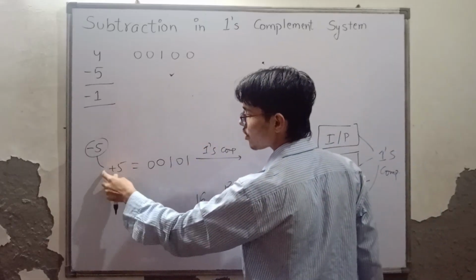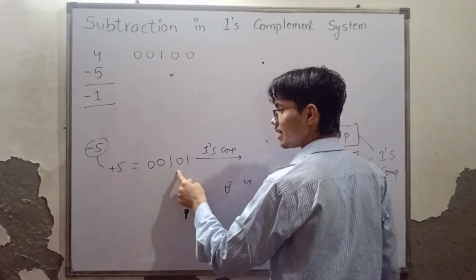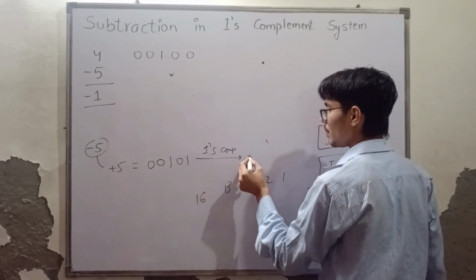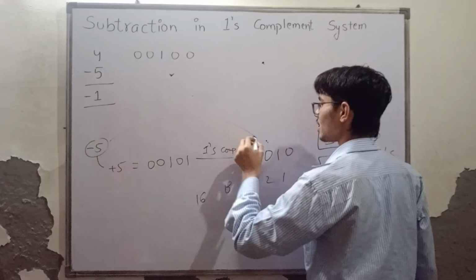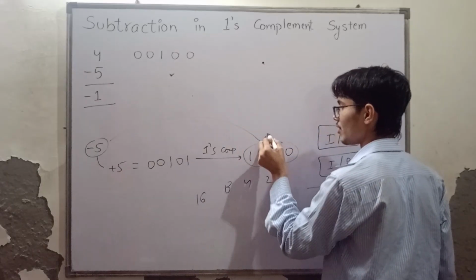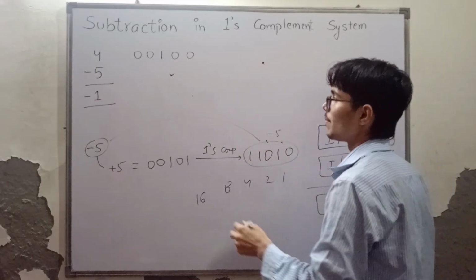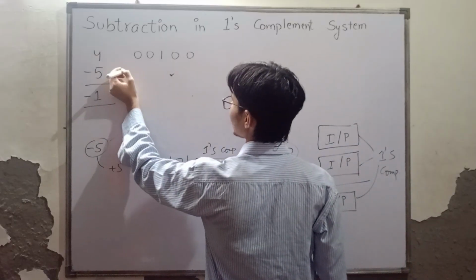So what is the procedure? First of all, how do you represent +5? This in binary, and we take the 1's complement, and this is our -5. This number represents -5. So I write here, okay, I write more intuitively.